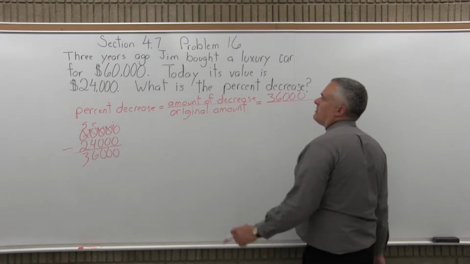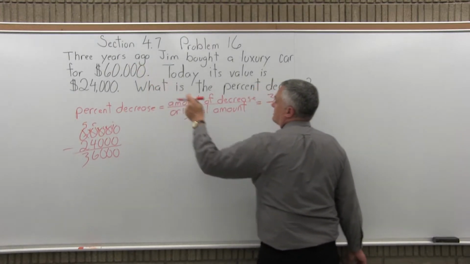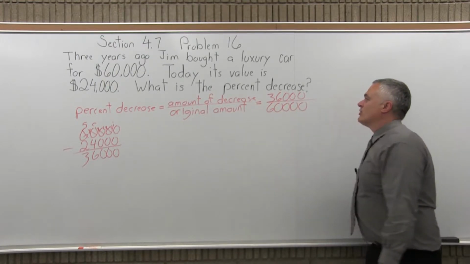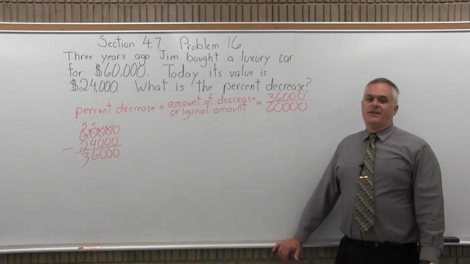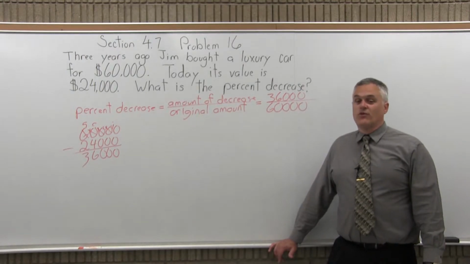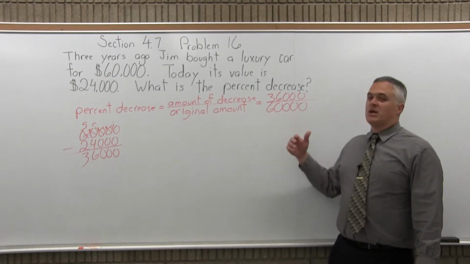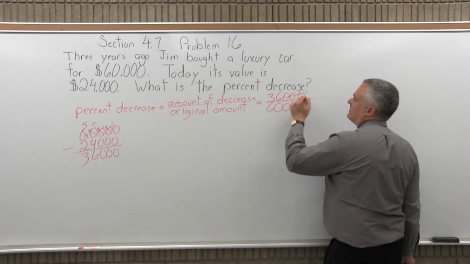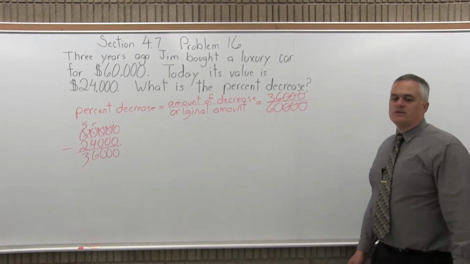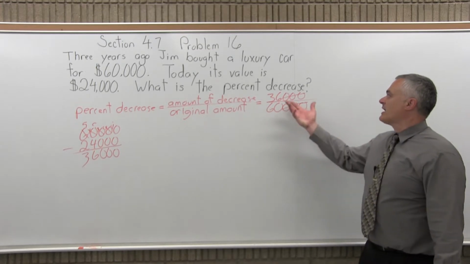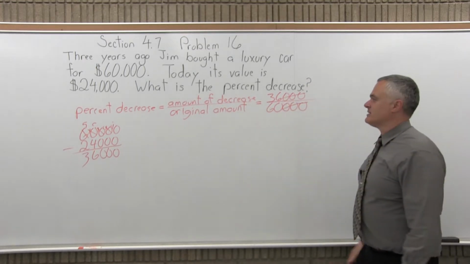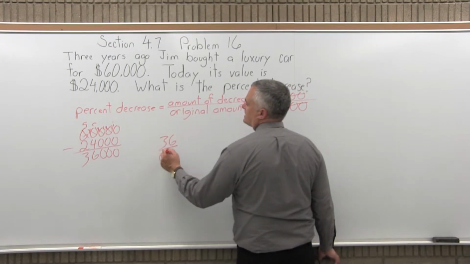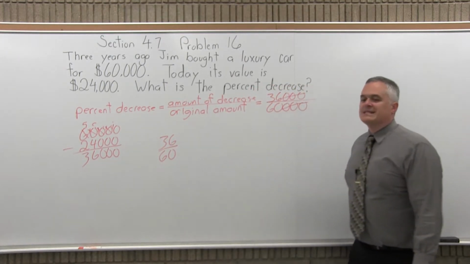Now the original amount, well, the original amount is 60,000. That's what the value of the car starts at. So 36,000 over 60,000. That's the answer, but it's really in the wrong form. We have to convert that and make it a percent. So the very first thing we can do is cancel 3 zeros at the end of each. Basically, I'm dividing 1,000 into the numerator, dividing 1,000 into the denominator evenly. So that's going to take me down to 36 over 60.